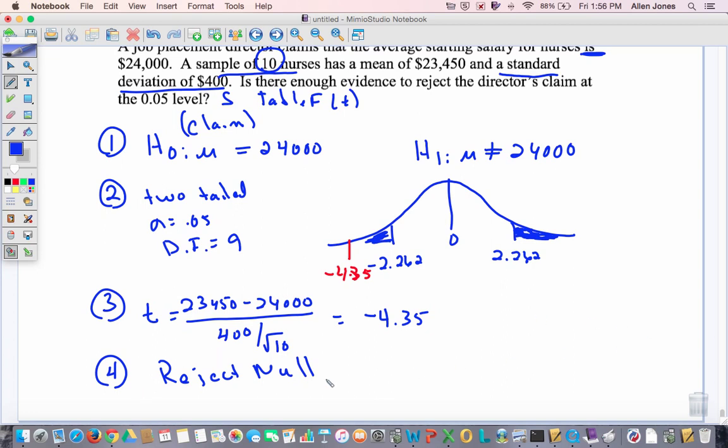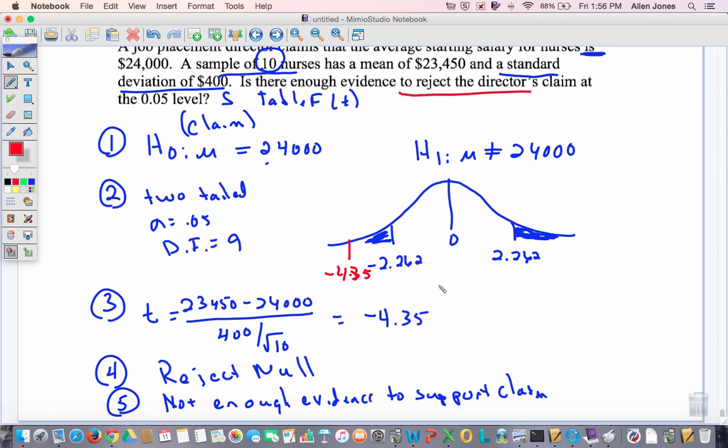Again, we shaded based on the alternative hypothesis. Our test score lies in the shaded area. And that will tell us in step number 5, since we rejected the null, we're saying it's false. The claim is over here, so then the claim is also false, so there is not enough evidence to support the claim.